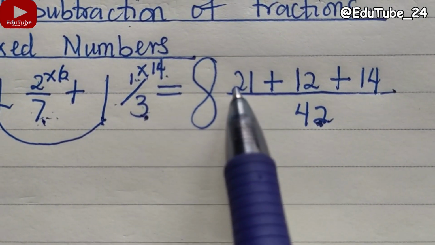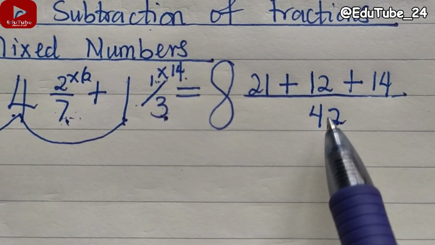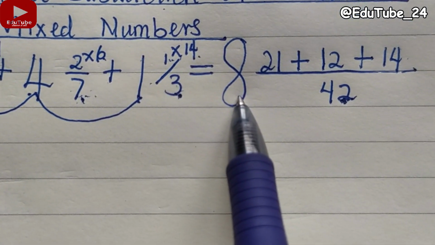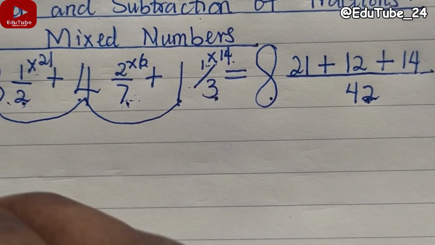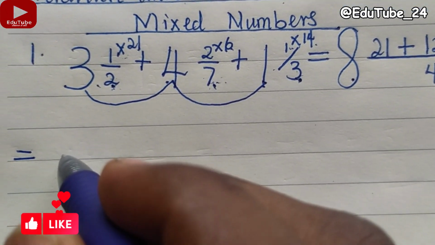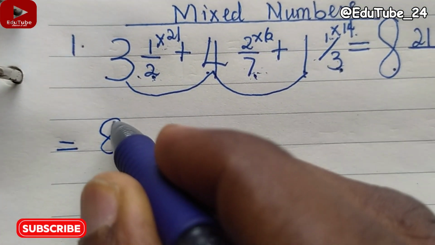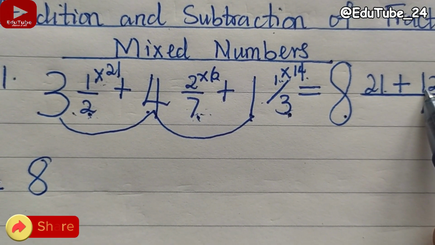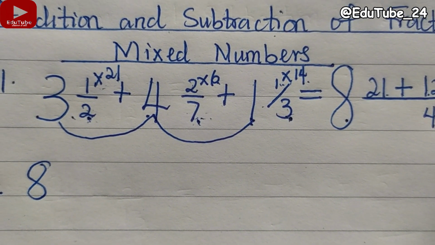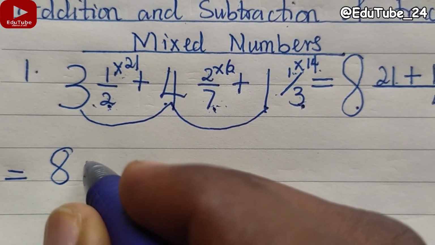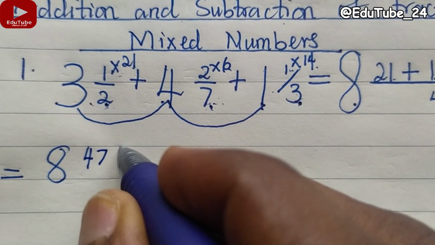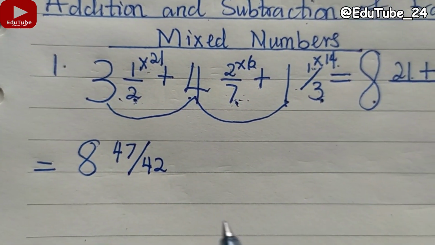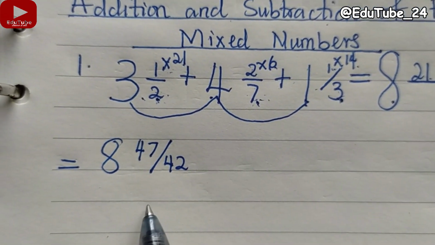Now that we have a new set of numerators and a common denominator, let's add the numerators together. Don't forget to carry along the whole number. So I'm going to rewrite it down here. I'll write 8 whole number, then I'll add 21 plus 12. That will give me 33. If I add 33 to 14, that will give me 47. So I'm going to have 47 out of 42. Now successfully I have added these mixed numbers together, but this isn't over.